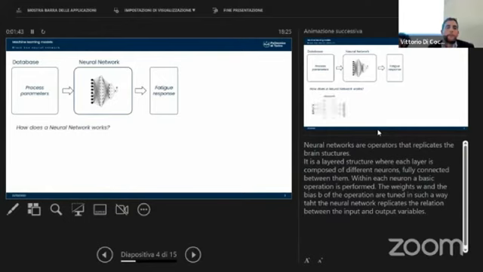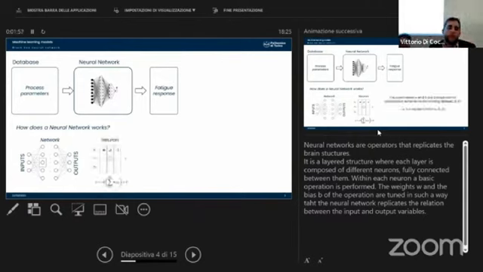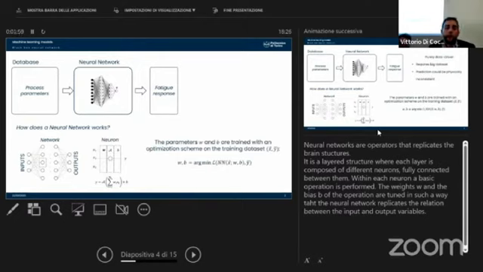And we used a neural network to find the relationship between the process parameters and the fatigue response. The neural network is one of the most common machine learning architectures, where the input is propagated toward the output through some stacked layers. Within every layer, we have some neurons, and within the neurons, we perform a very basic operation where the inputs are weighted, summed up, and passed through an activation function A. So the parameters of our neural network are the W and B, and these are trained with a training data set, a bunch of data where we know, in our case, the process parameters and the fatigue response.